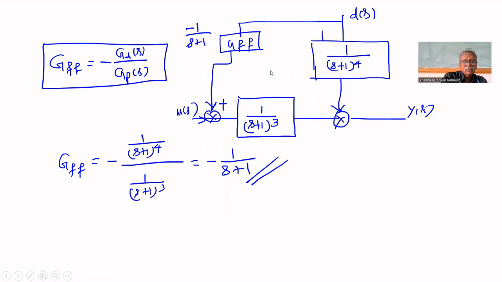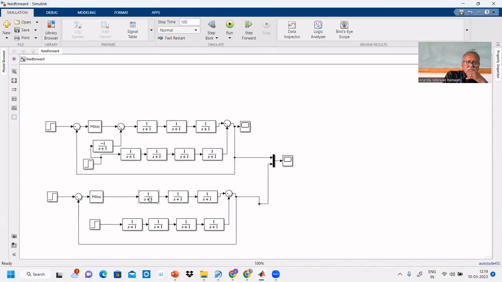That way, we can design the feed forward controller. Now let us simulate this feed forward controller in MATLAB. Process consists of 3 tanks only. 3 processing tanks. Each one is of model 1 by s plus 1. So 3 in cascade. If you put a conventional controller, what you will do, you will put a PID controller.